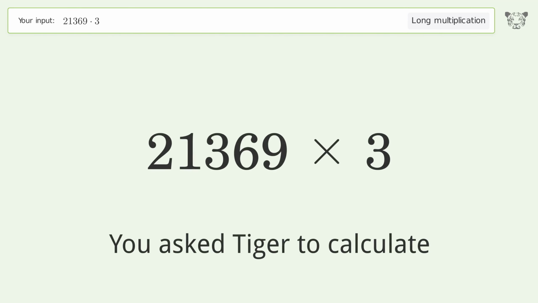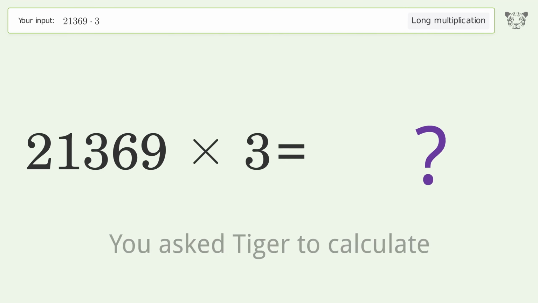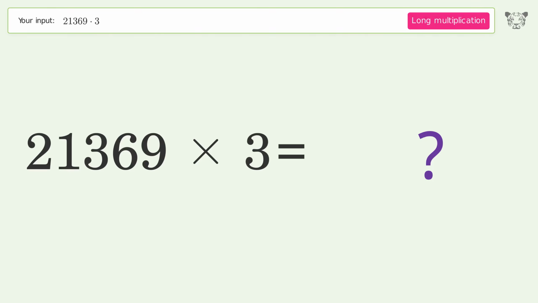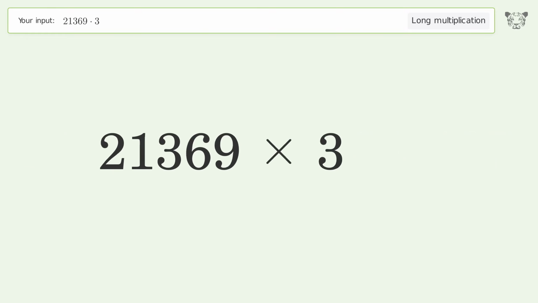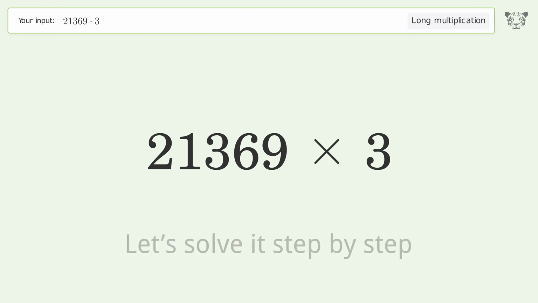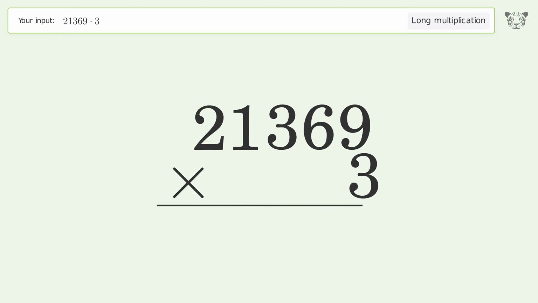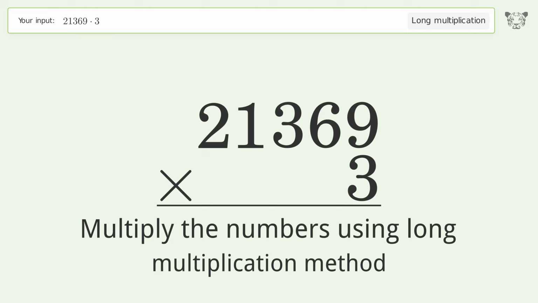You ask Tiger to calculate. This deals with long multiplication. The final result is 64,107. Let's solve it step by step. Rewrite the numbers from top to bottom aligned to the right. Multiply the numbers using long multiplication method.